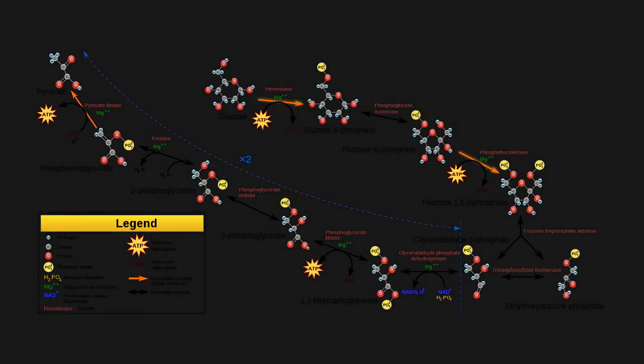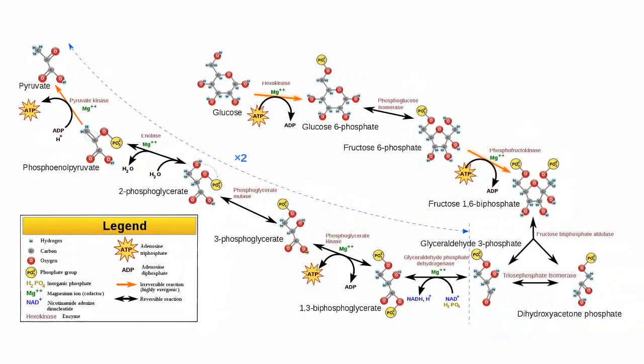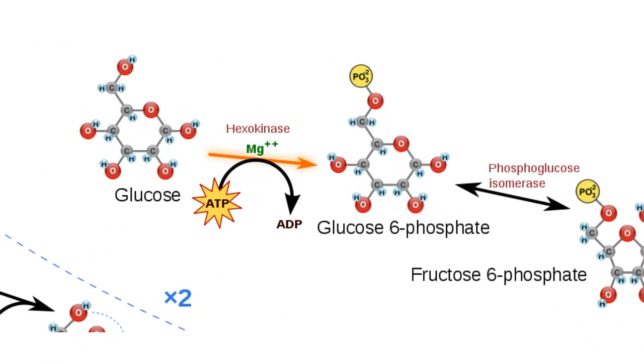Glycolysis literally means splitting of sugar, and that is exactly what happens in this cycle, which takes place in the cytosol. Glycolysis requires the cell to expend energy initially. It all begins with the glucose molecule, which is phosphorylated by an enzyme called hexokinase, producing glucose 6-phosphate. Phosphorylation refers to the process of transfer of a phosphate group. In this case, the phosphate group comes from an ATP molecule. This step makes glucose more chemically reactive.